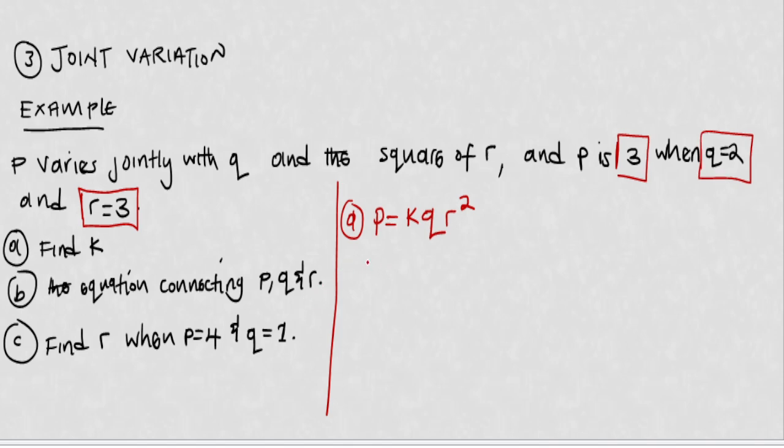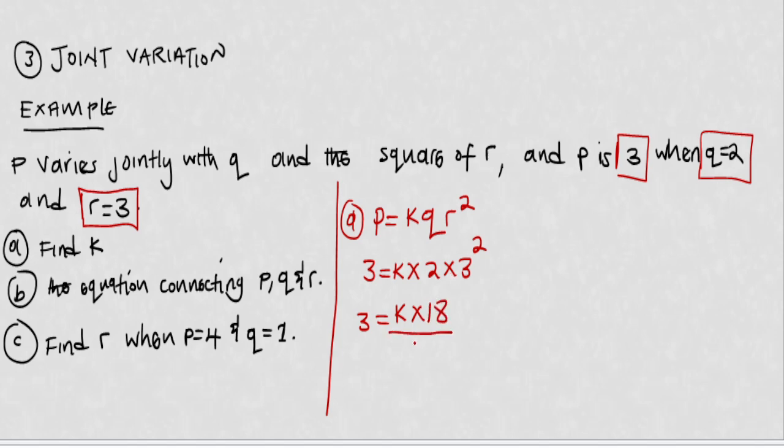So I'll start. P is 3. K I don't know. Then q is 2. Then r is 3. It will become 3 squared. So 3 is equal to k multiplied by 2 times 3 squared. 3 squared is 9. 2 times 9, that's 18.